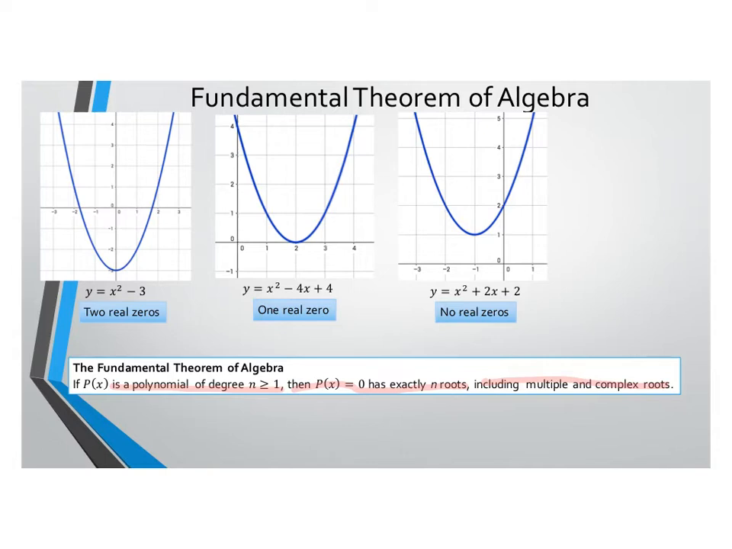So notice the first parabola, we have 2 real zeros because there are 2 locations in which our graph crosses the x-axis. The one in the middle has 1 real 0, but it's called a double solution because it just swoops down, touches the x-axis, and then turns back around. And then in the third picture, there are no real zeros because the parabola does not cross the x-axis.